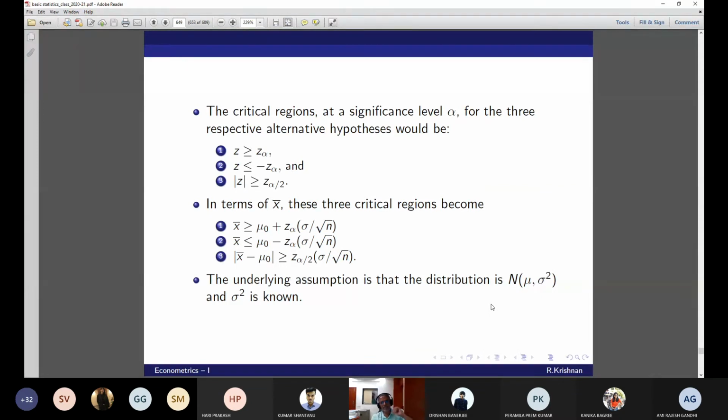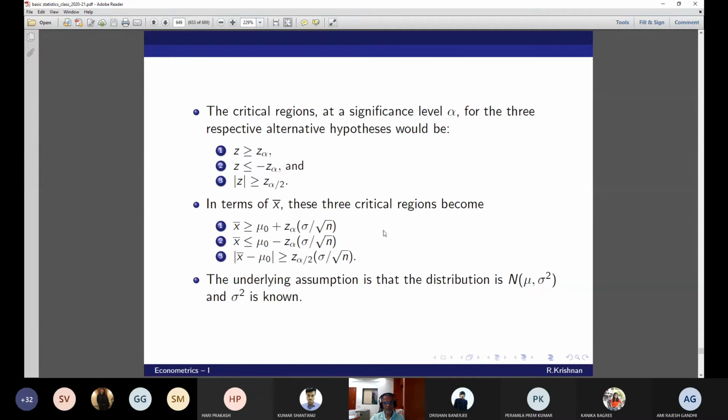The critical regions at a significance level alpha for the three respective alternate hypotheses would be: Z greater than or equal to Z alpha; Z less than or equal to minus Z alpha, that is the left tail test; and mod Z greater than or equal to Z alpha by 2, which is the two-tail test. So you have half of it on the right tail and half of it on the left tail.